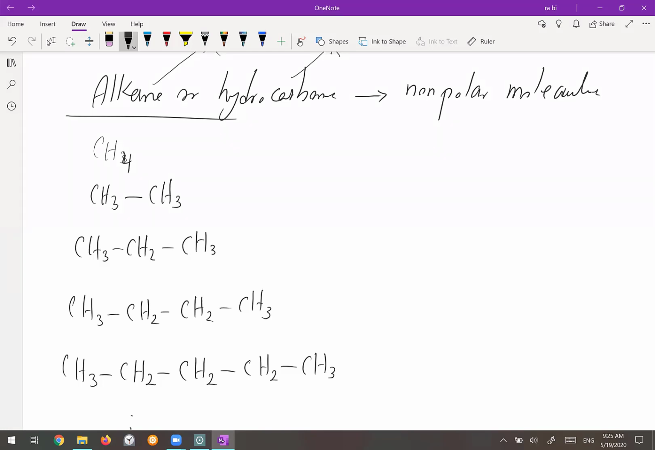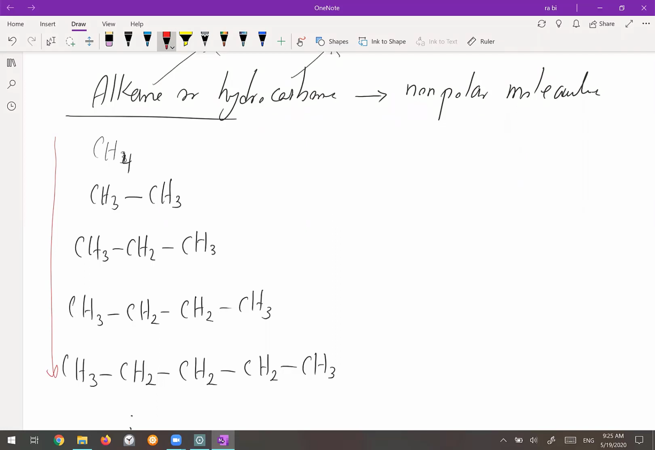Okay, so the strength of the London dispersion force depends on what? How massive the molecule is. So if the molecule becomes more massive, it means it contains more electrons, and the chance of formation of temporary dipoles increases. So it means the London dispersion force becomes stronger. So that's why here, by increasing the number of carbons in the hydrocarbons, the molecule becomes more massive and the London dispersion force increases.